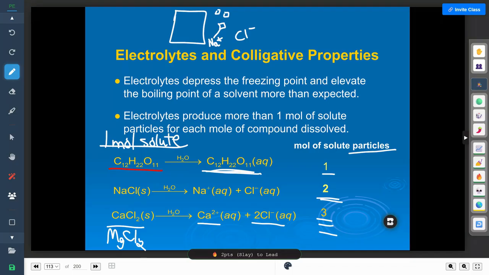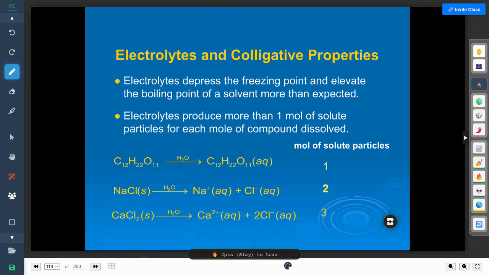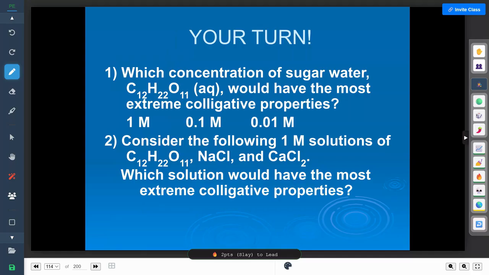Okay, let's now look at this. We have 2 questions. These are going to be turn and talks. Which concentration of sugar water would have the most extreme colligative properties? And you've got some concentrations there. And 2, consider the following 1 molar solutions of sugar, sodium chloride, and calcium chloride, which would have the most extreme colligative properties? So let's see if you can answer those questions. Turn and talk, and I will call on some of you.